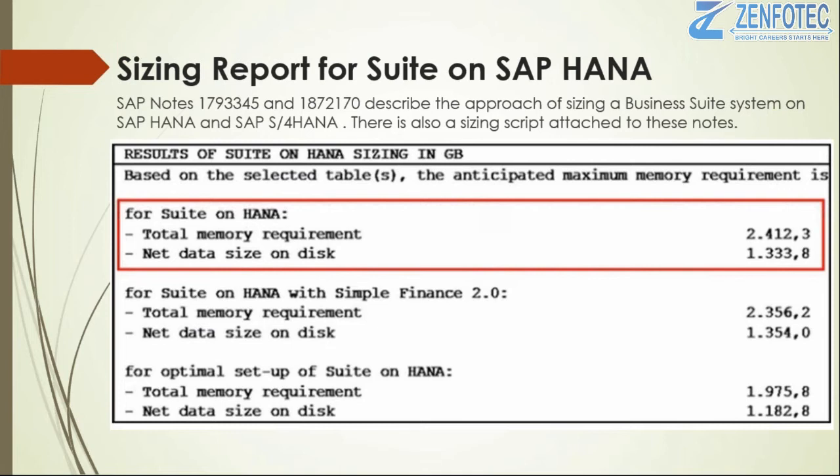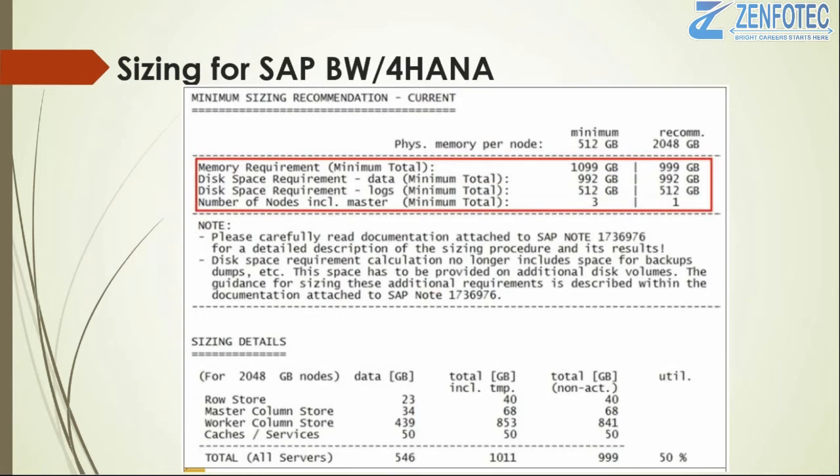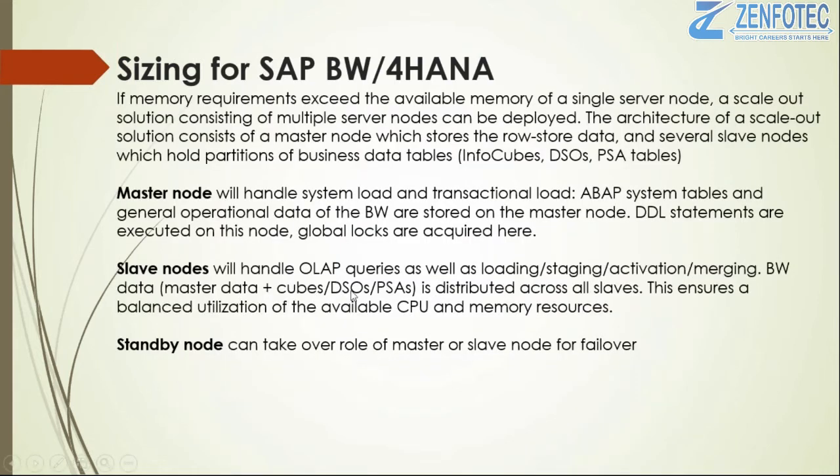This is the master node and slave node, which I already explained. On the slave nodes you will have the column stores: cubes, DSOs, PSA, all these things. The standby node is used for takeover purposes. If any node fails, whether it is the master node or a slave node, then the standby node will take control of the failed node.